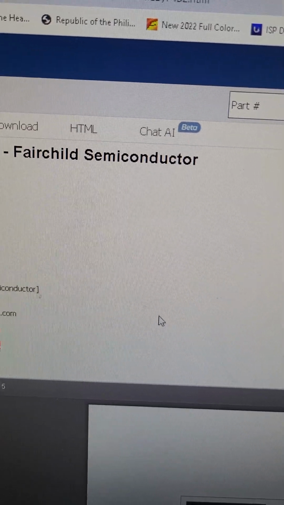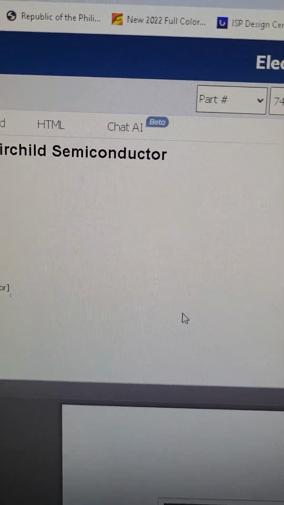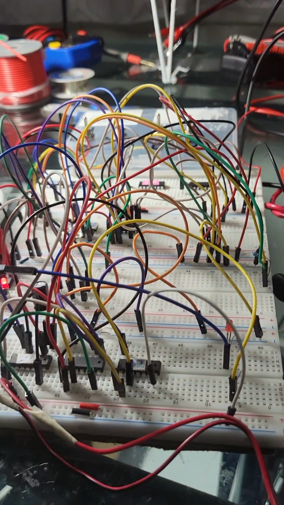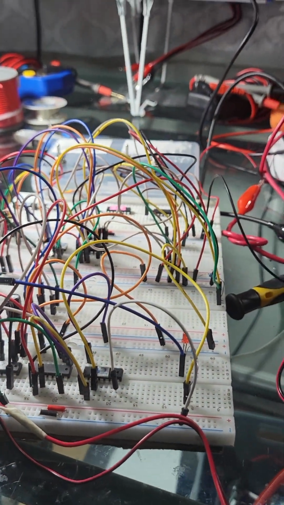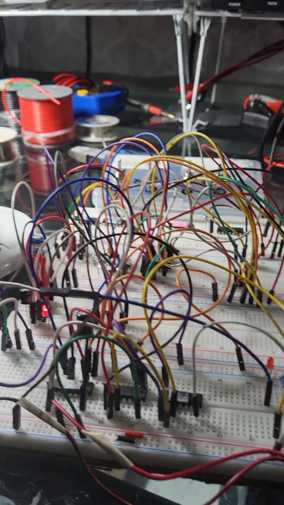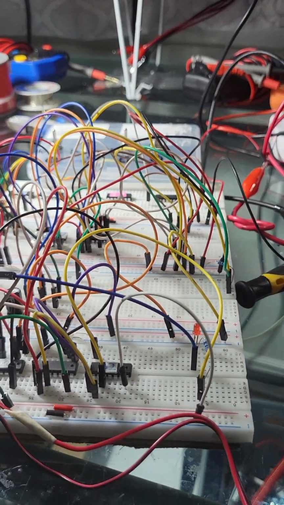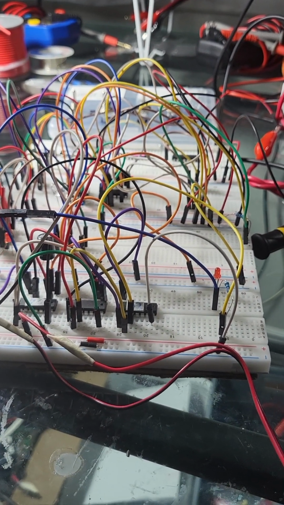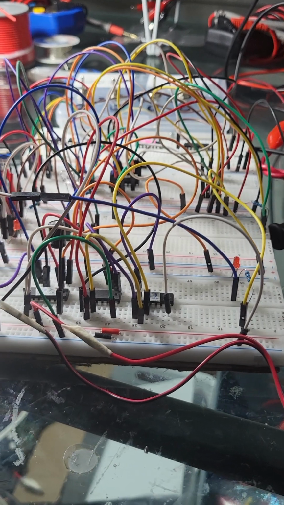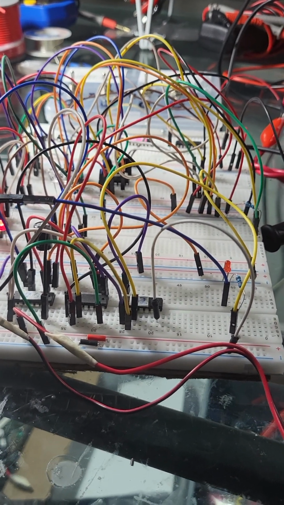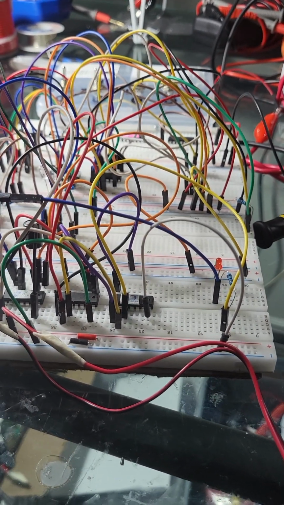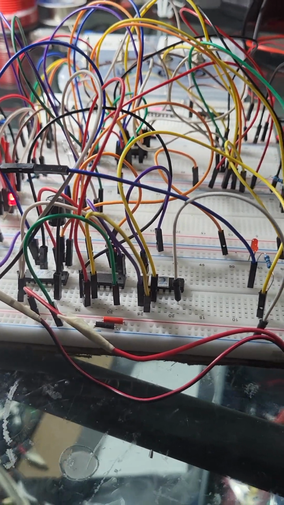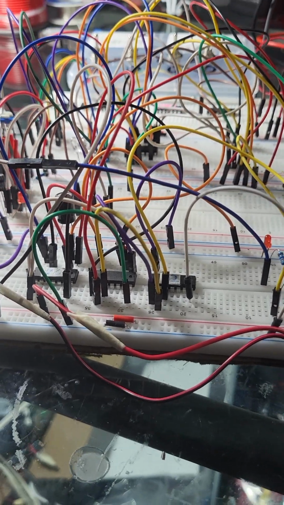Actually, they are rugged ICs. Unlike the other ICs, like we'll discuss later on about CMOS, the complementary metal oxide semiconductor ICs that are sensitive to static electricity, you have to be grounded in handling that kind of IC. But this one is a TTL. This for me is a rugged one.